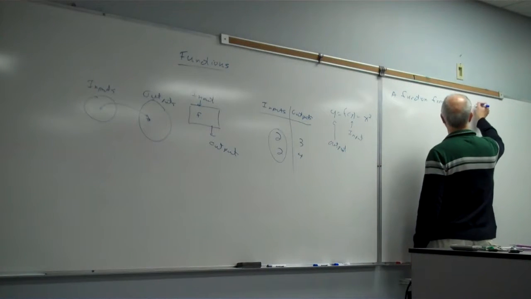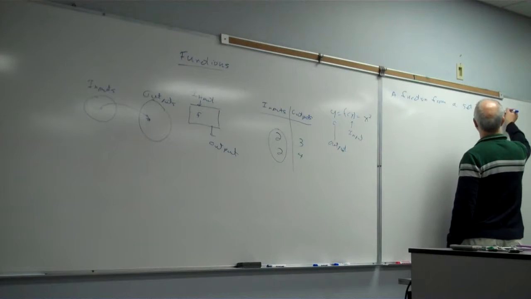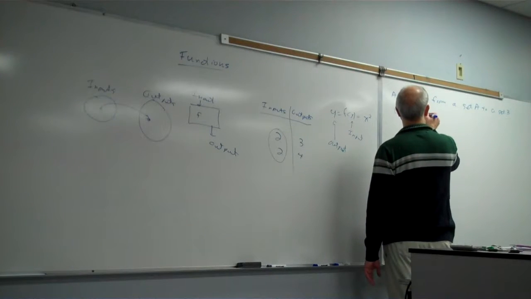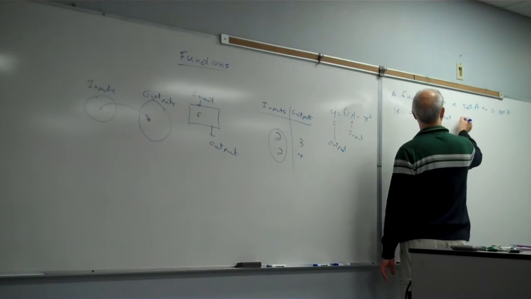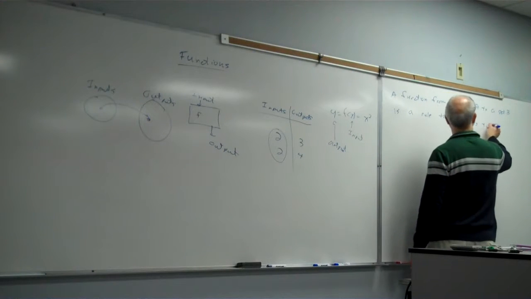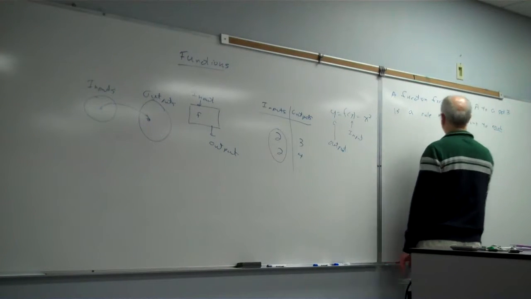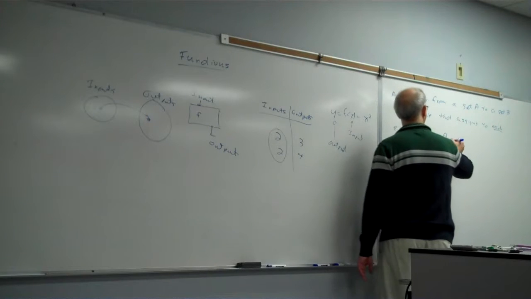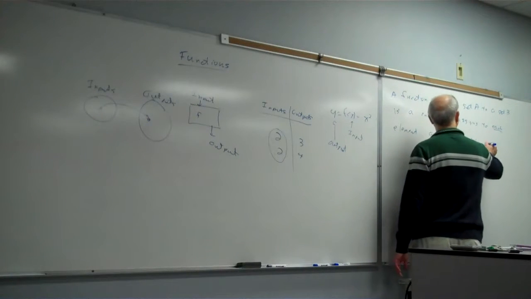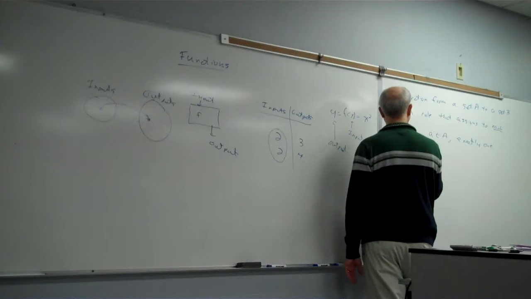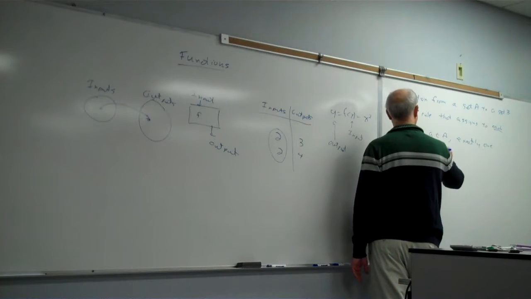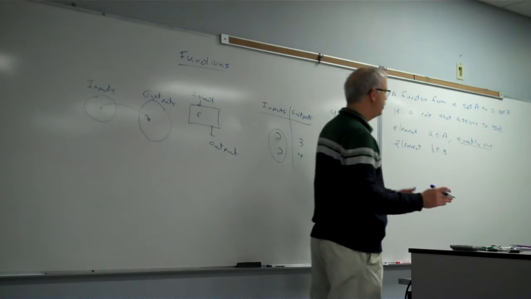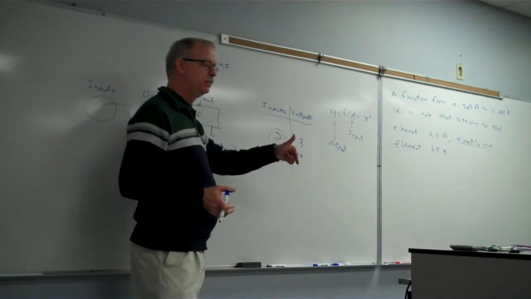So technically a function from a set A to a set B is, we could call it a rule that assigns to each element a in A exactly one element b in B. And the two keys here are each input is paired with exactly one output.